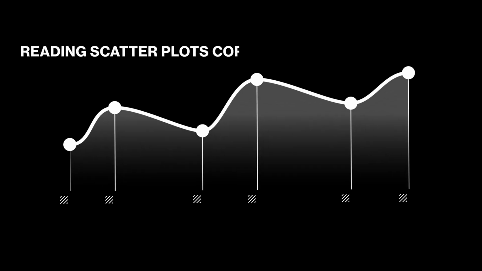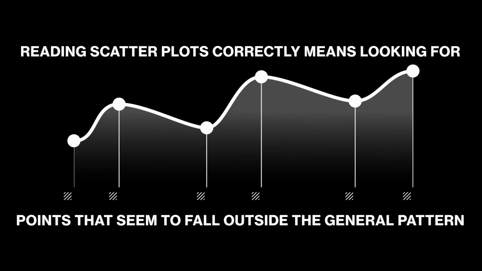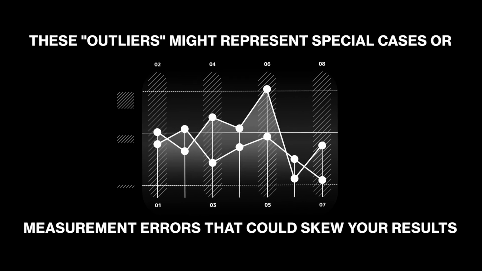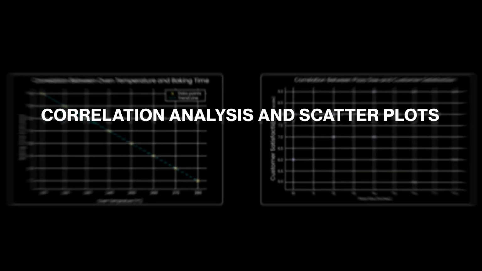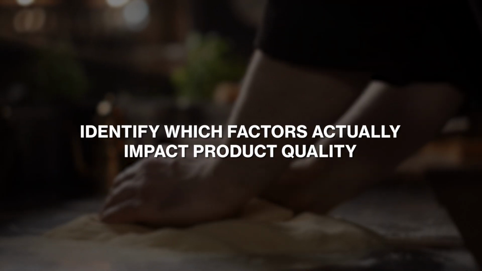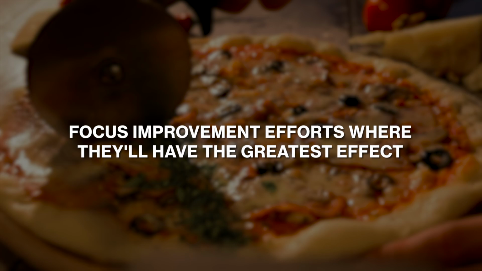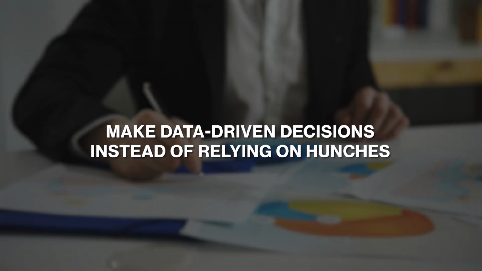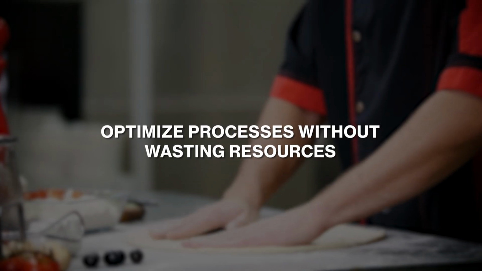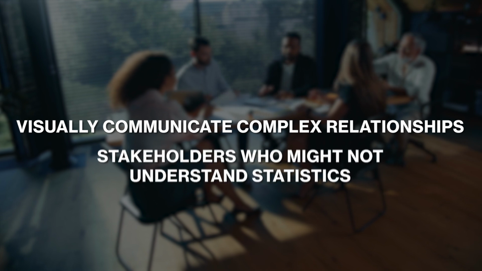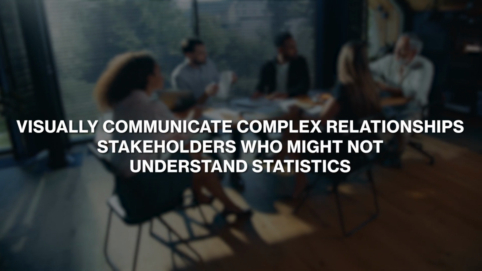Reading scatter plots correctly means looking for points that seem to fall outside the general pattern. These outliers might represent special cases or measurement errors that could skew your results. Correlation analysis and scatter plots can revolutionize how you identify which factors actually impact product quality. Focus improvement efforts where they'll have the greatest effect. Make data-driven decisions instead of relying on hunches. Optimize processes without wasting resources. Visually communicate complex relationships to stakeholders who might not understand statistics.